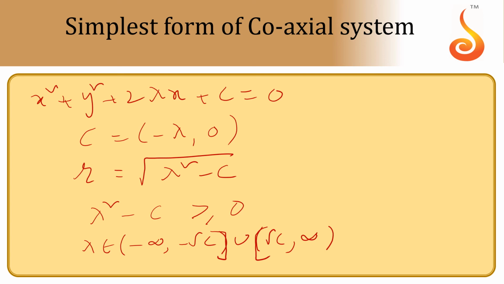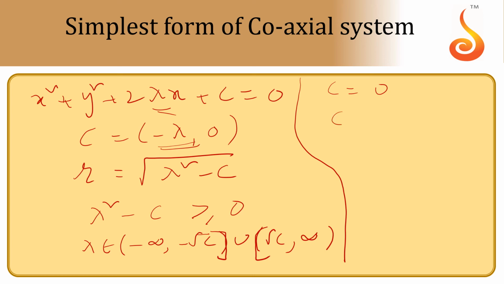So the lambda value, what is lambda? Lambda is the center here. With lambda only the center is developed. So for the real radius, for lambda we have a restriction. Now can I say here, according to the c value, suppose c is 0, what will happen? So minus infinity to 0, union 0 to infinity. This lambda can be any real number.